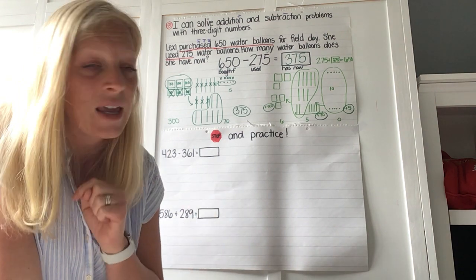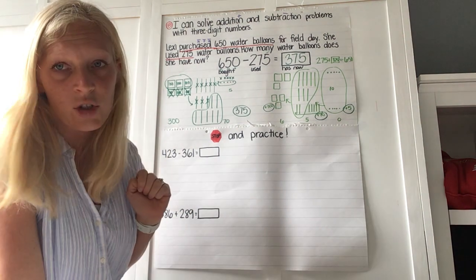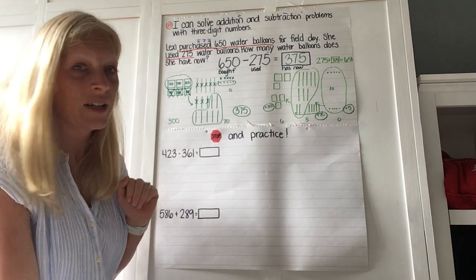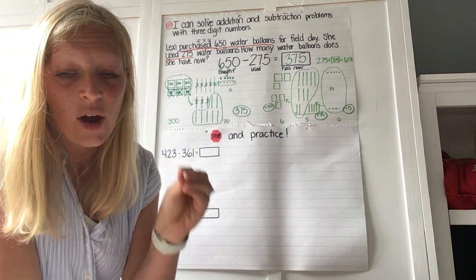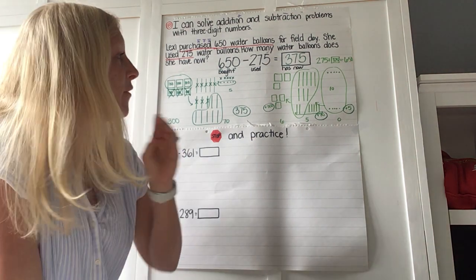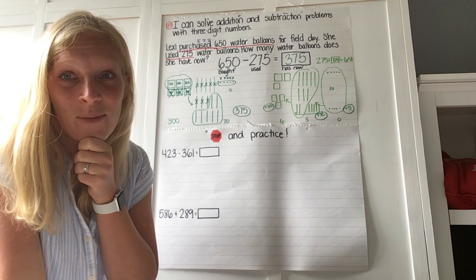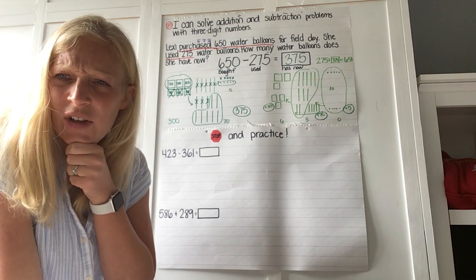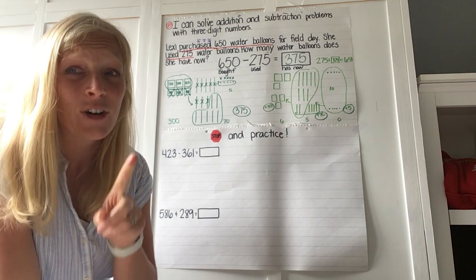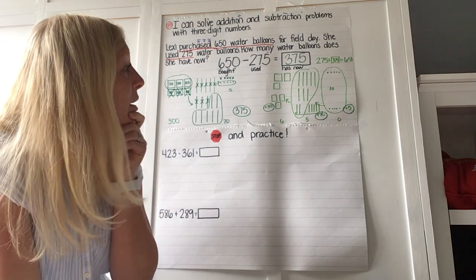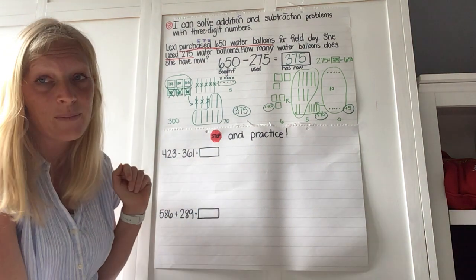So I want you to be telling me where is your 423? Okay. Where is the 361 that you're taking away? If you're adding to help you find the answer to that subtraction problem, what does your equation look like? What are you doing first? And how are you going to get to that total, or that sum?